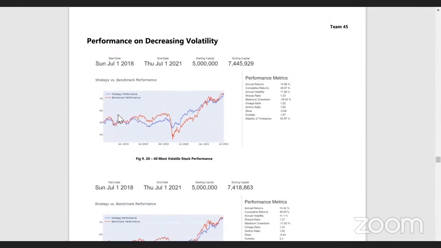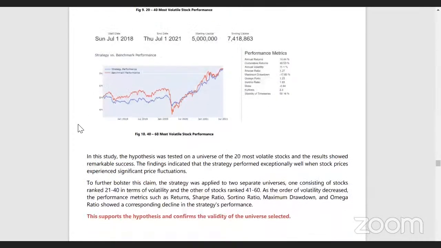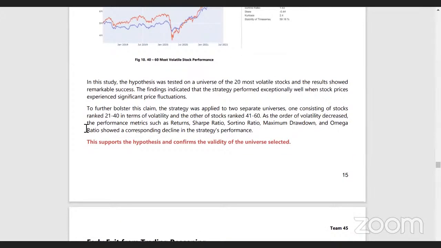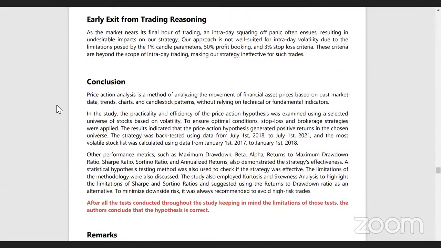After running the strategy on the top 20 most volatile stocks, we ran them on the 20 to 40th most volatile equities and the 40 to 60th most volatile equities. As the volatility of the underlying equities decreased, the performance of our strategy was also reduced. This is evidence in favor of our universe selection, which states that the strategy works well on highly volatile stocks. The strategy stops trading after 3 p.m. to save unwanted triggers caused due to the intraday squaring of PNL. This concludes the equity segment of our report. A collective conclusion for both equity and futures will be discussed in the end.